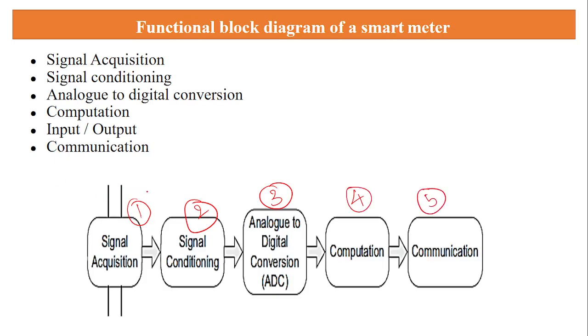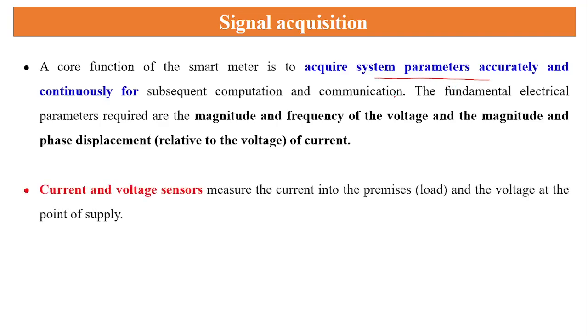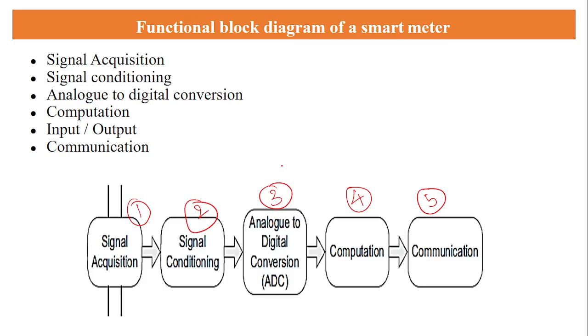So what is the function of signal acquisition? Signal acquisition acquires the system parameters continuously, the voltage and the current, which have to be sent to the system. Now you can see, this is the electrical line. The voltage and current are the two parameters we need to measure constantly. These signals are acquired in the signal acquisition system, and this is sent to signal conditioning.